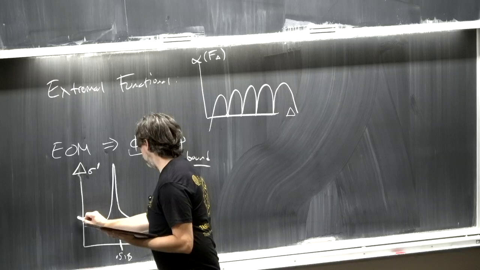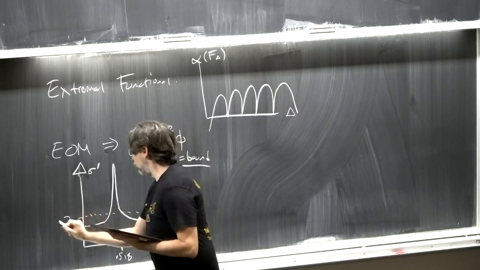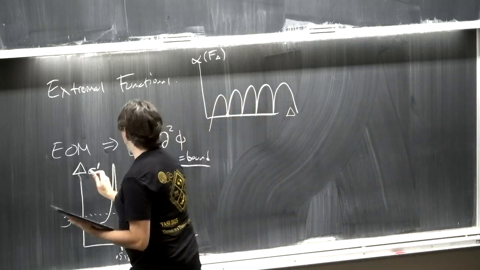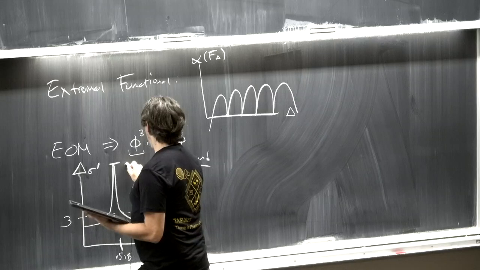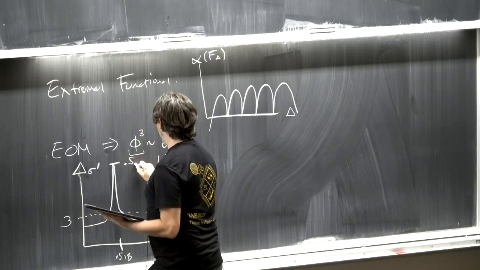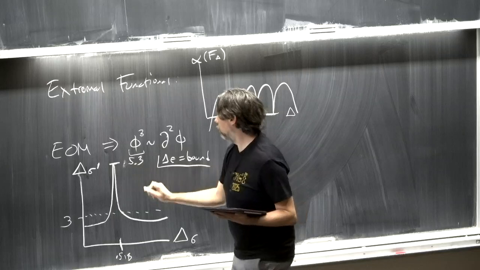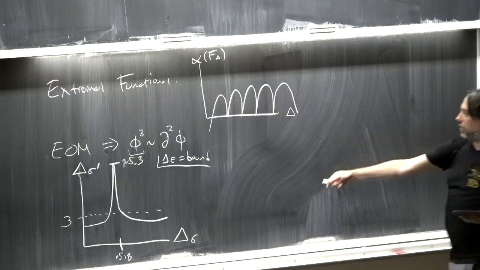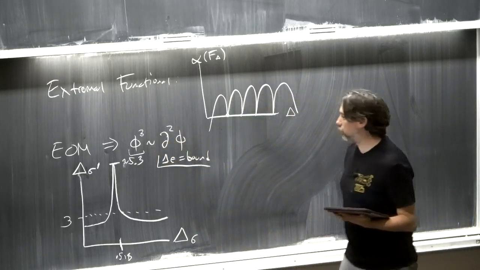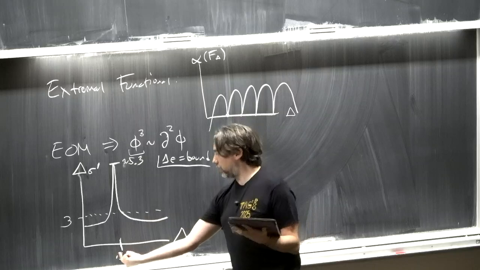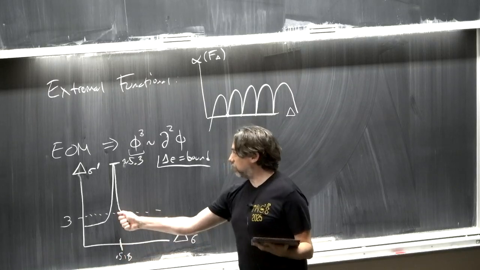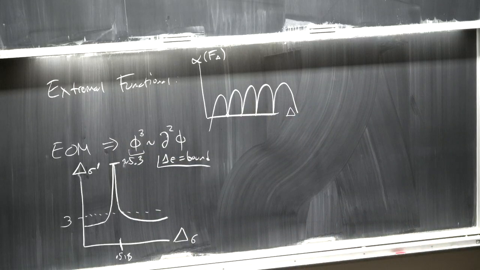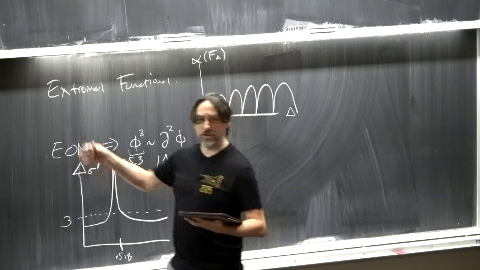So let me put some numbers on here. This is like 3, where it would be marginal. And this goes up to around 5.3 or so. So you can see, in the space allowed by crossing symmetry, that at this unique value of delta sigma is where you're allowed to decouple this operator. So that's an important part of the structure of what's happening here.